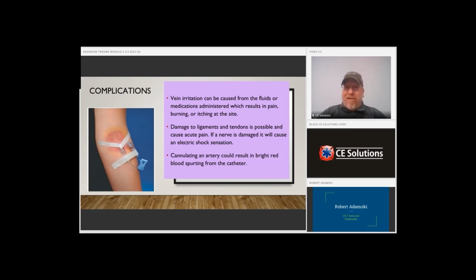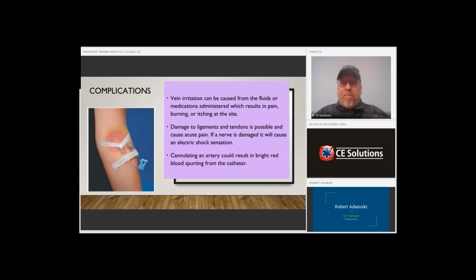And then obviously a really bad one is, make sure we do not cannulate arteries, people. If you hit something and it's bright red and it goes spurting across the room when you pull your needle out, that's no bueno. That's bad. You need to pull your catheter. Apply direct pressure, lots of direct pressure.